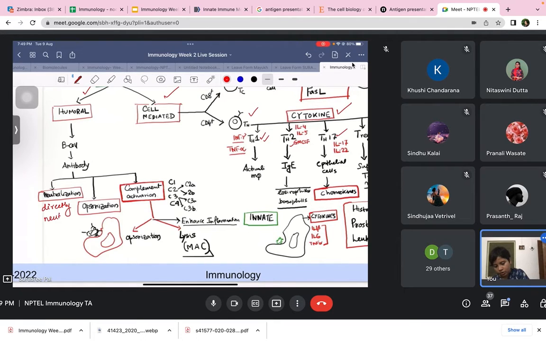Neutralization is nothing but directly neutralizing the toxin or directly neutralizing the pathogen. This is neutralization, which is mediated by antibodies. So the antibodies coat the pathogen and then directly neutralize it.